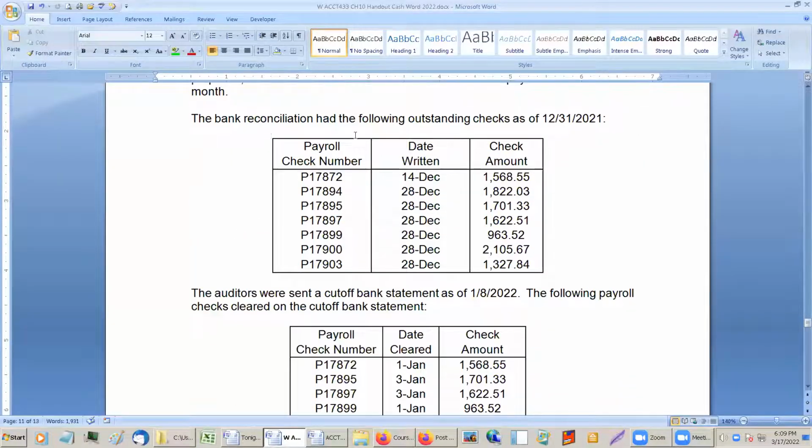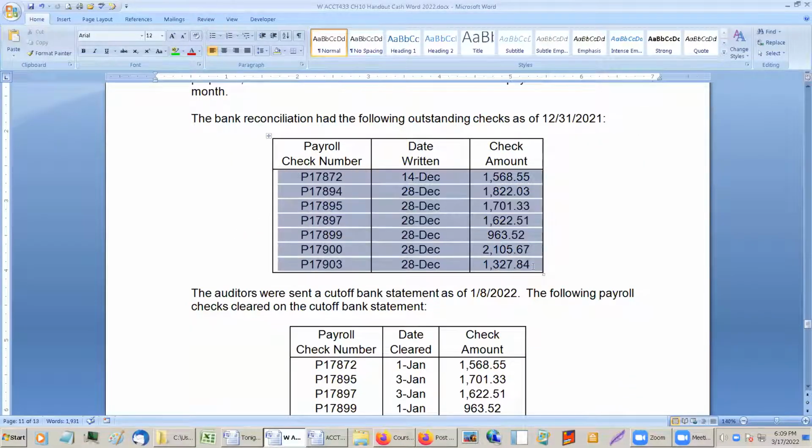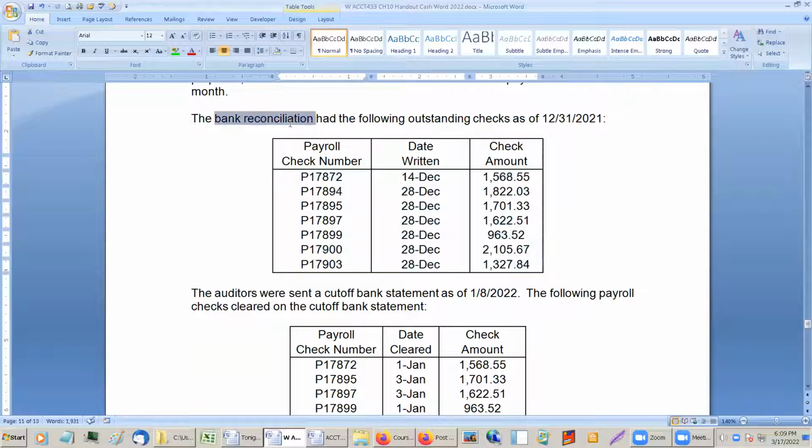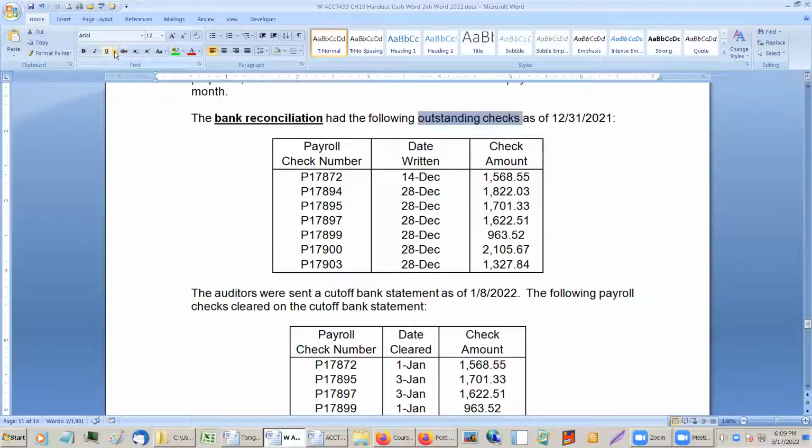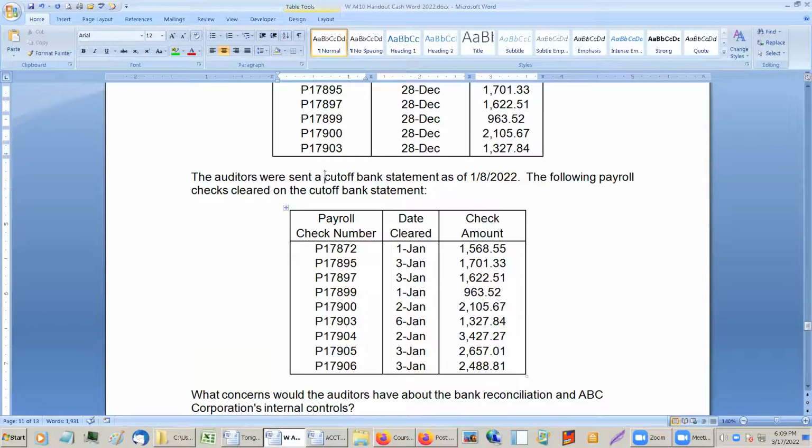So these are the outstanding checks they showed on the payroll account. So bank reconciliation, and these are the outstanding checks. Oops. There we go. Now we get a cutoff bank statement, and this was on the 8th.